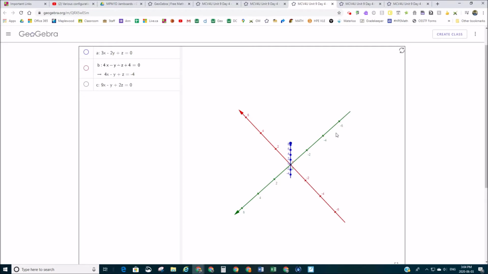All right, so here I have another one. If we do some predictions again, you'll see that the normal for this is 3, -2, 1. This one is 4, -1, 1. And this one is 9, -1, and 2. And so there doesn't seem to be any connection between these 3. They're not parallel. So let's go and look at them. There's the first one.